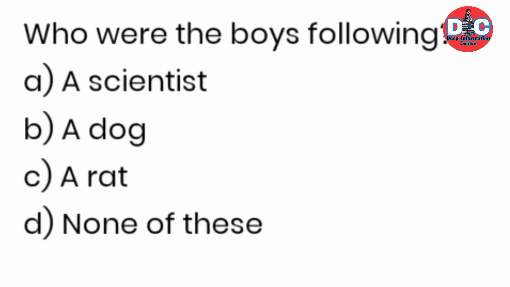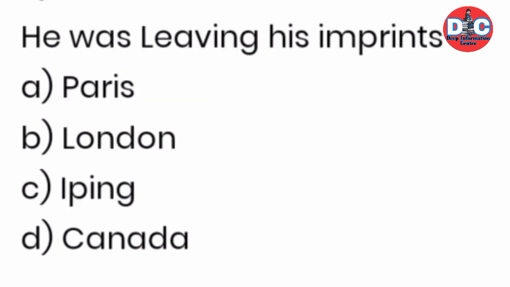Who were the boys following? A option a scientist, B option a dog, C option a rat, D option none of these. The right answer is A option a scientist. He was leaving his imprints in Paris, London, Iping, Canada. The right answer is London. He was leaving his imprints in London.